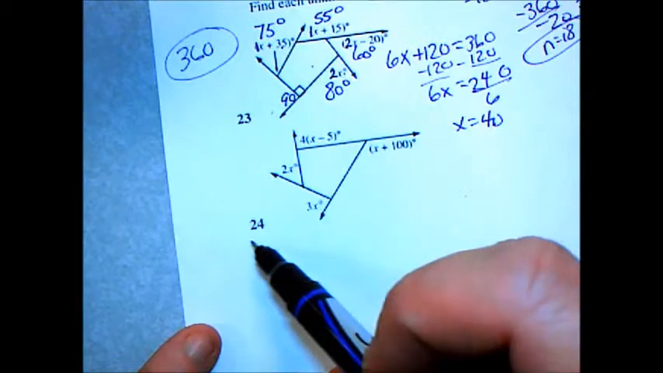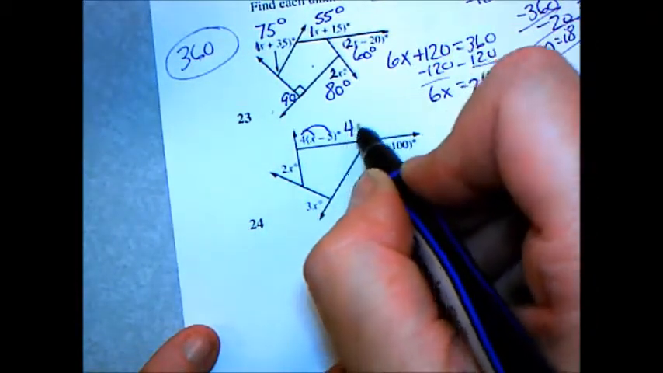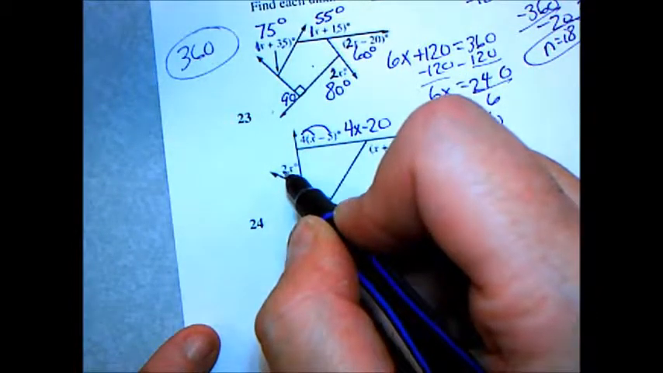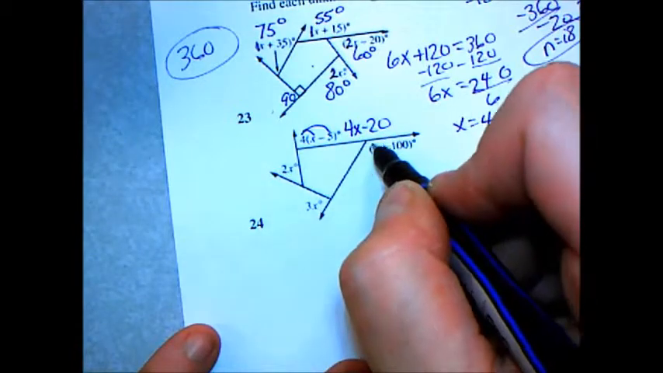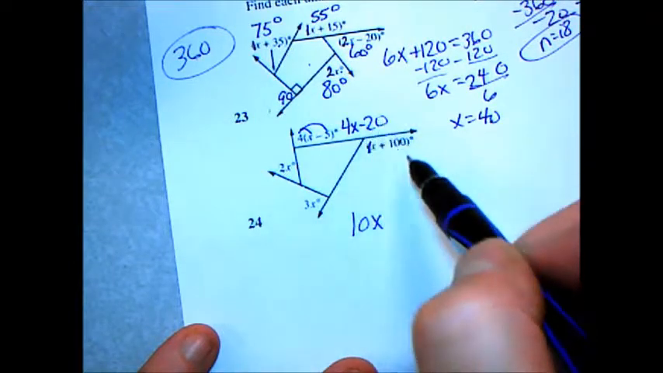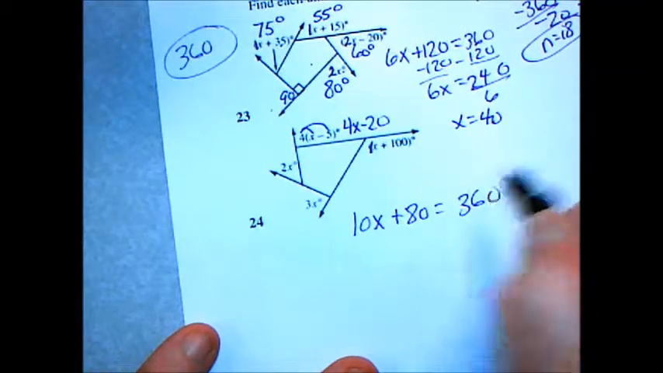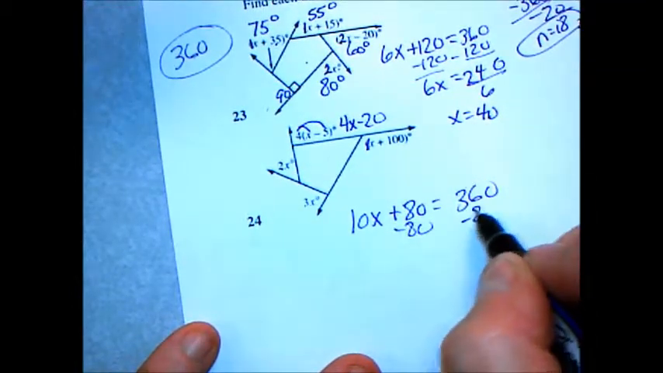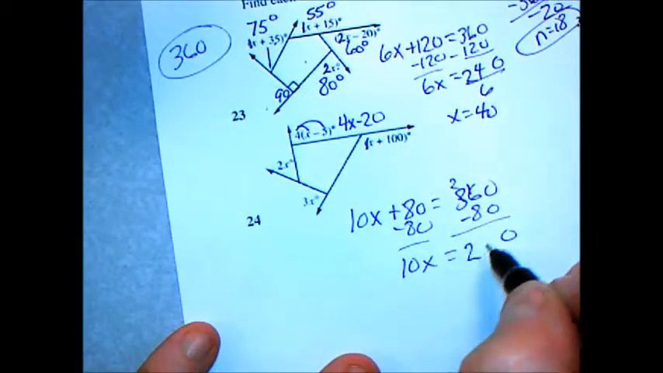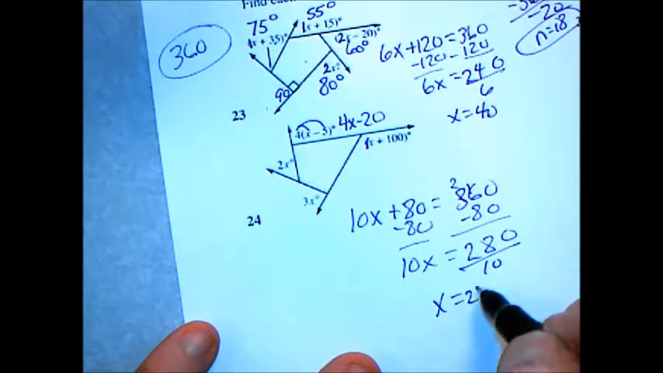Okay. Same thing going on in 24. So I'm going to take 3 plus 2. Now, this one distributes, so that's actually 4x minus 20. So be careful with that one. So 3 plus 2 is 5, plus 4 more is 9, plus 1 gives you 10 x's. There's nothing here. This one has a negative 20 plus 100. That is 80. I'm going to subtract 80. Gives you 10x is equal to 280. I'm going to divide by 10, and x is 28.